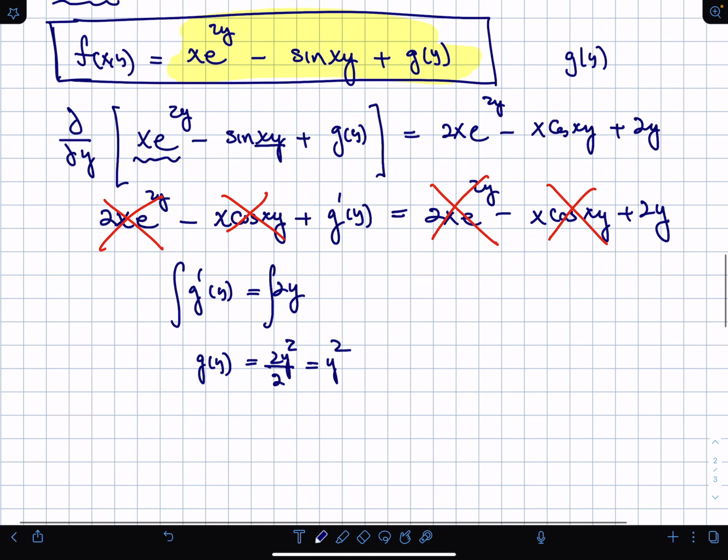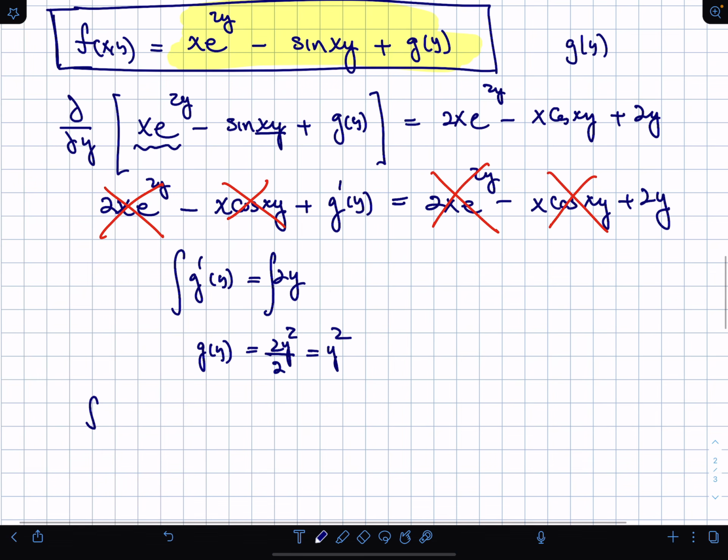So now I'm ready to write my function first. F of xy is equal to x e to the 2y minus sine of xy plus y squared. That's my function. That is not my solution. This is f of xy, but it's not my solution. If you give this to me as a solution, that's a technical error.